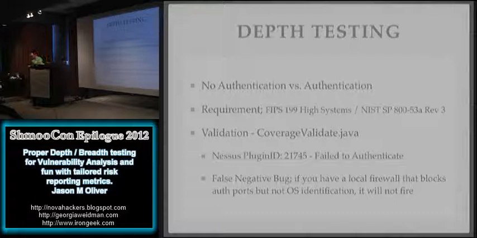But one of the things that nobody ever really does is kind of look to see what kind of depth they're getting. They set up their scanner for authentication, but they don't actually look at the results to see if they authenticated, or what that coverage is. Did I get authenticated to 20% of the systems, 60% of the systems? What am I really looking at, and what does that really represent?